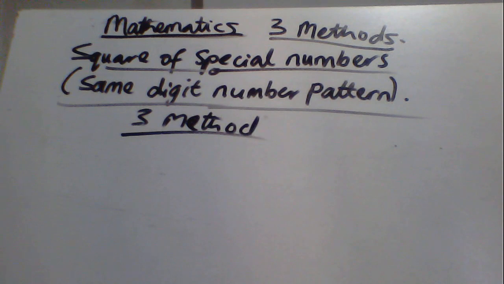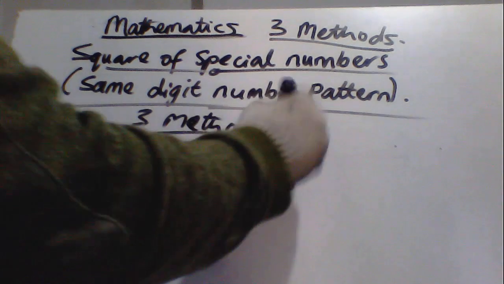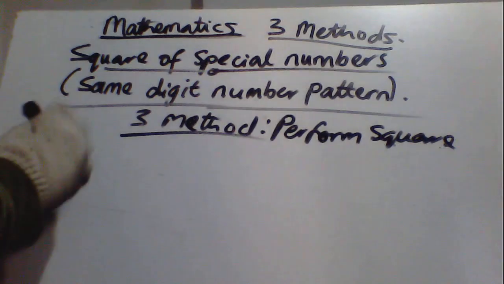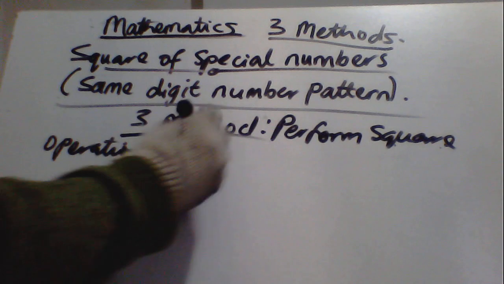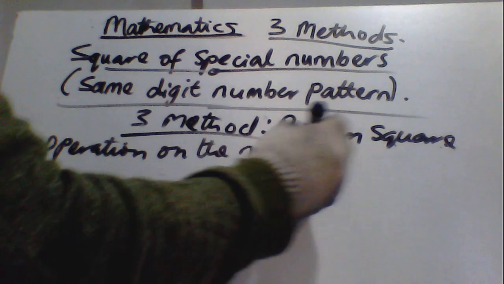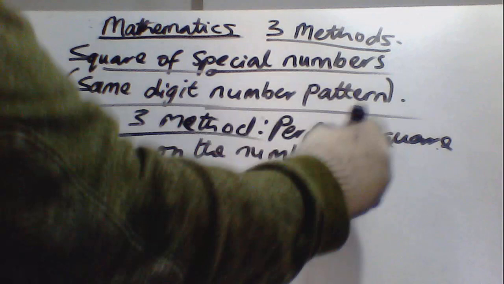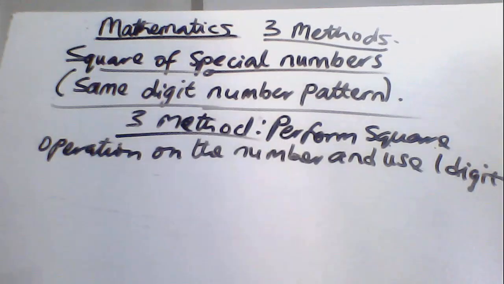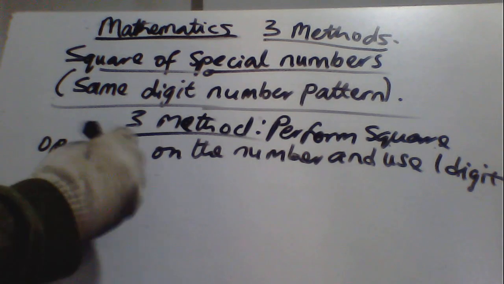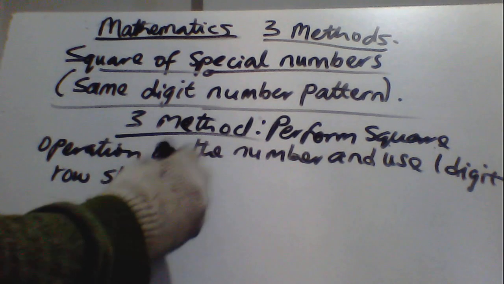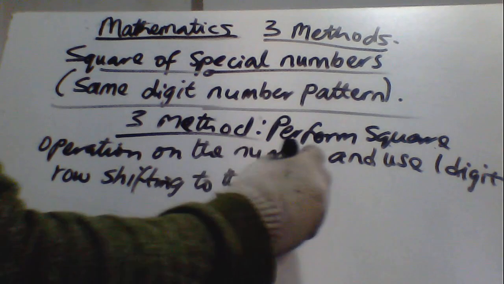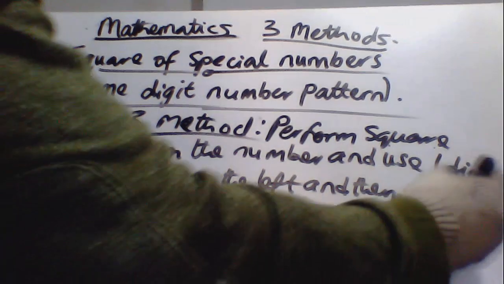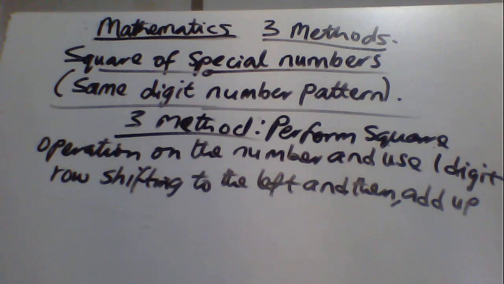So this is done: perform square operation on the number, and then use one digit row shifting to the left, and then add up your result.